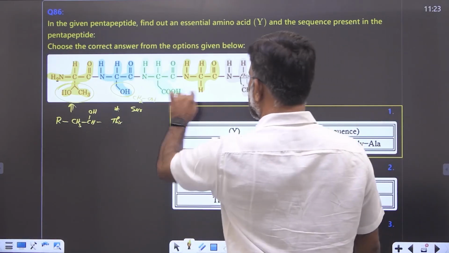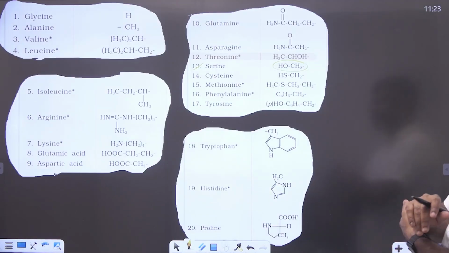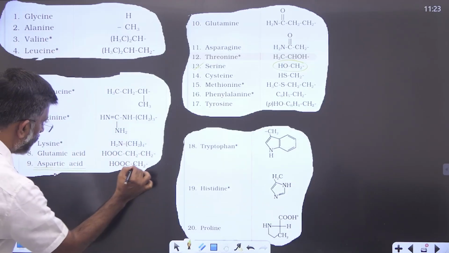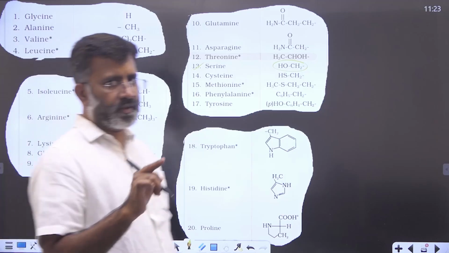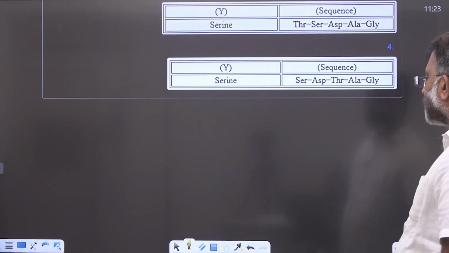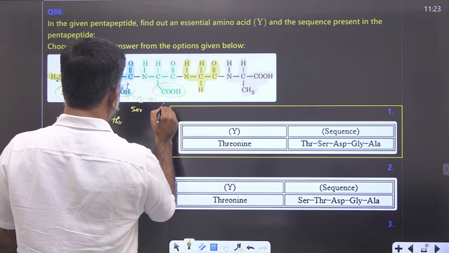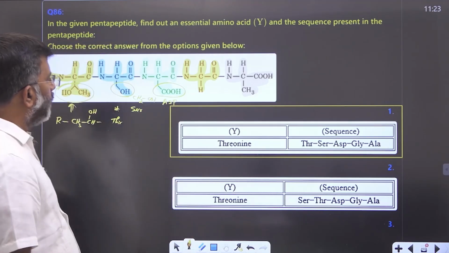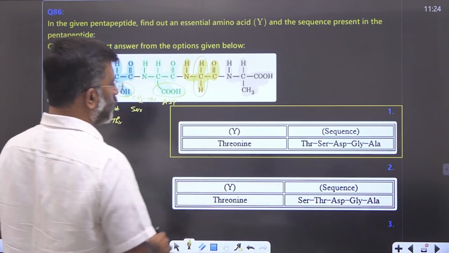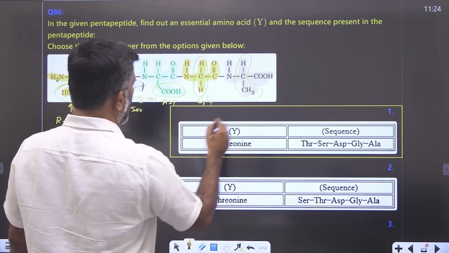CH2COOH, aspartic acid. Look at this, R group, CH2COOH, right? Aspartic acid. This is aspartic acid, CH2COOH, ASP. Then glycine, that's a very simple first amino acid, glycine, CH2 group. This is glycine. And alanine, CH3CH2 group, alanine.